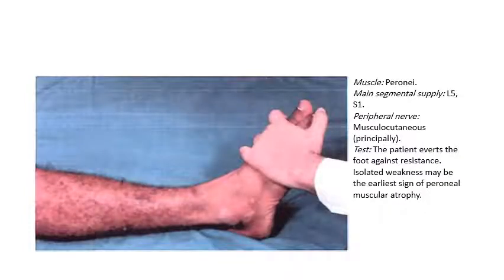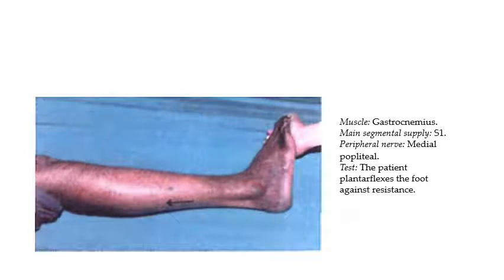Peronei are supplied by the musculocutaneous branch of the common peroneal nerve and receive segmental supply from L5 and S1. To test the peronei, the patient is asked to evert the foot against resistance. Gastrocnemius is supplied by S1 and the medial popliteal nerve. The patient plantar flexes the foot against resistance.